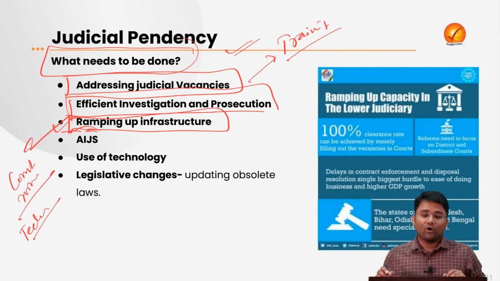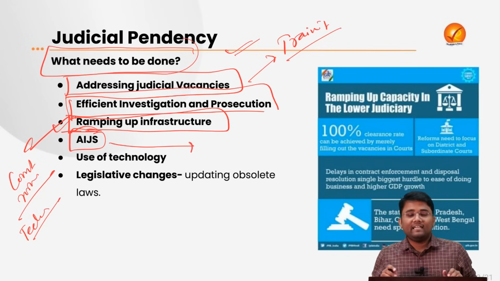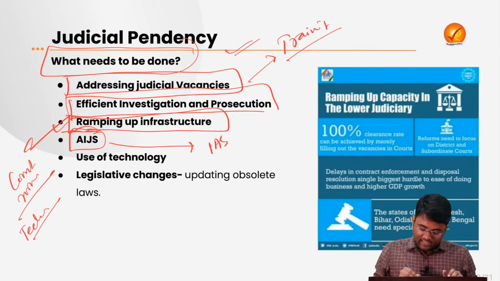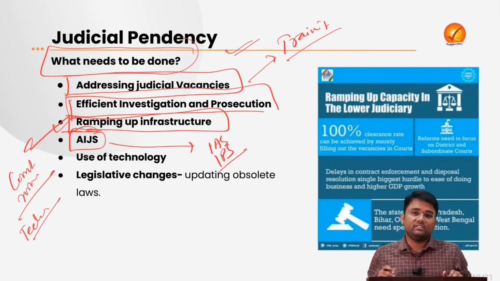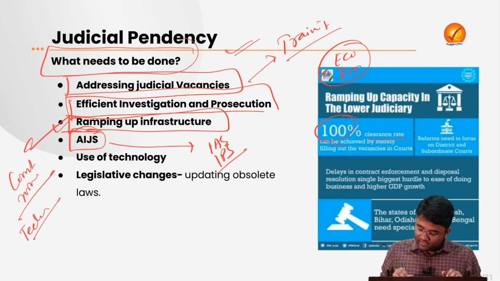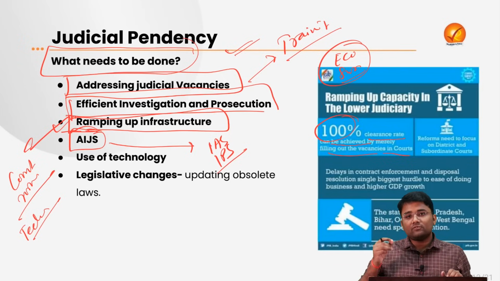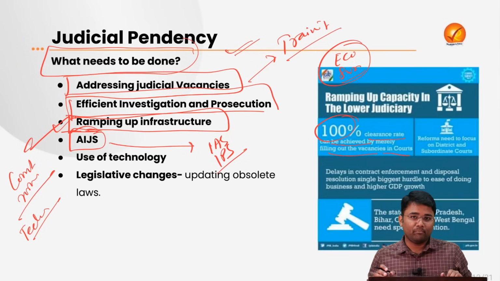Then the next is All India Judicial Services, under which some experts believe that a similar kind of All India Services like IAS and IPS can be made for the judiciary, that can help in filling the vacancies that are there in the lower courts and high courts, and ultimately that can help in addressing the issue of judicial pendency. Here, this is data from the economic survey which says that 100% clearance rate can be achieved by merely filling the vacancies in the courts. So this also emphasizes the point that vacancies are one of the major reasons for the higher judicial pendency.